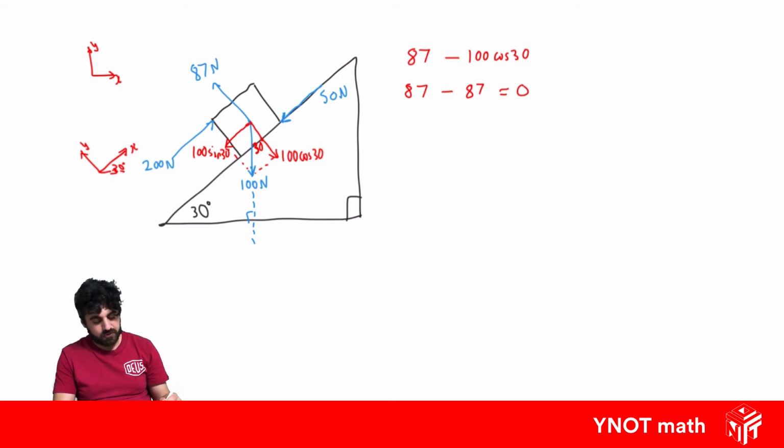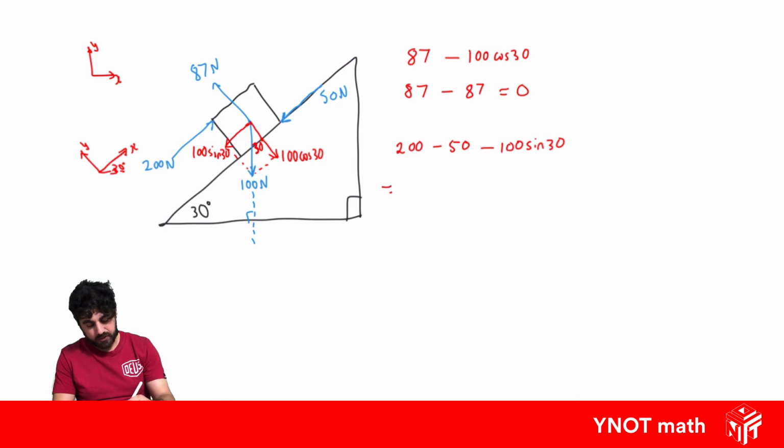We've defined positive pointing up the incline. So any vector pointing up the incline will be positive. So we're going to get 200. Now we have minus 50 minus 100 sine 30. So there were 3 vectors in the x direction: the 200, the 50 going against what we defined as positive, as well as the 100 sine 30 going against what was positive.